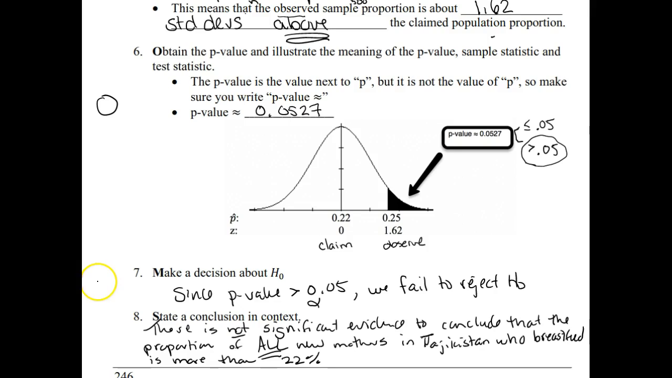And I should have filled in my last letters here for PHANTOMS. M was make a decision, and S here was to state a conclusion in the context of the problem.